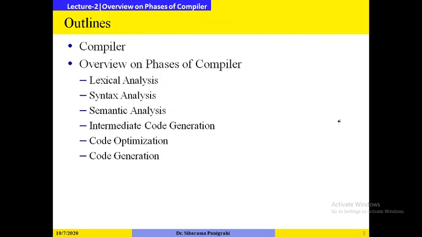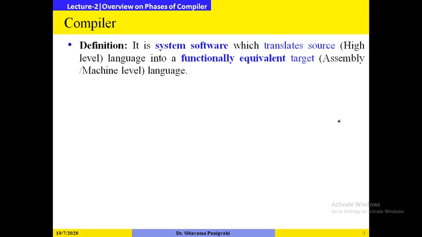So what exactly is a compiler? It is a system software which translates source language into functionally equivalent target language. Usually the source language is a high level language, whereas the target language is either assembly level or machine level language. Usually the target language is assembly level language. Why? It is easier to translate a high level language into an assembly language than to translate a high level language into a functionally equivalent machine level language.